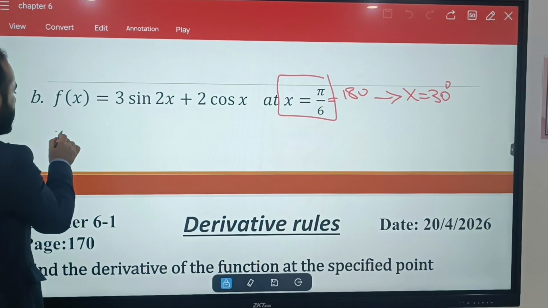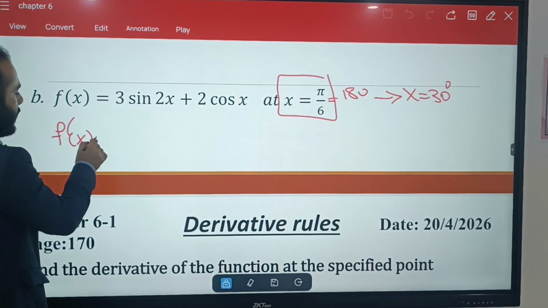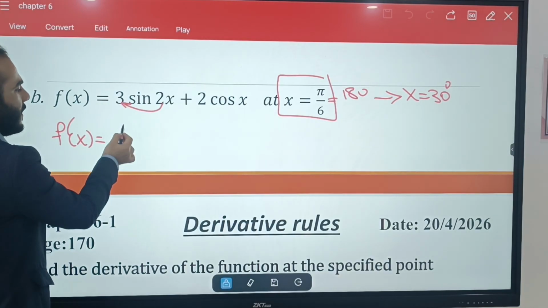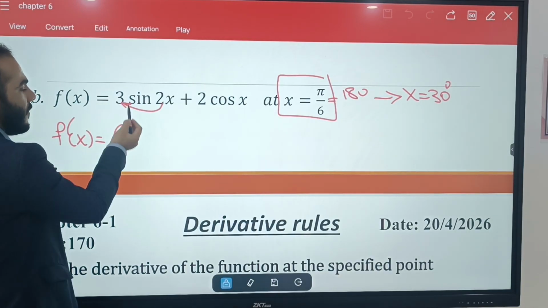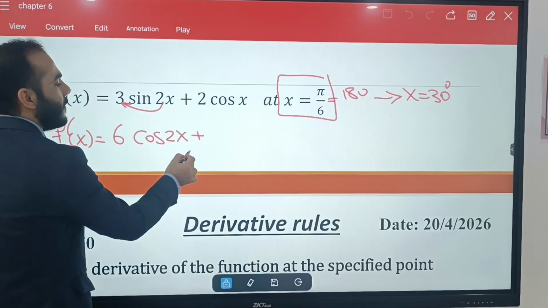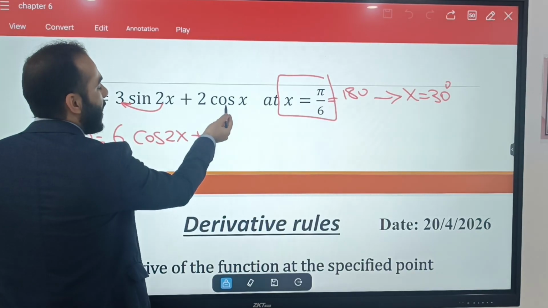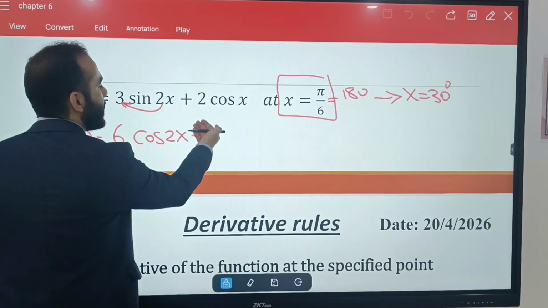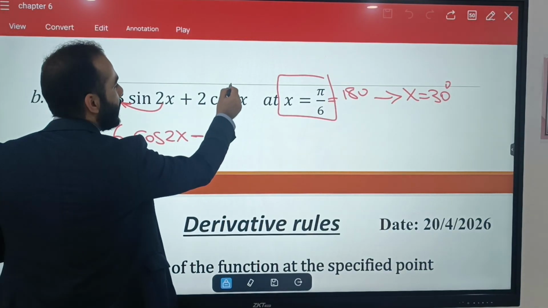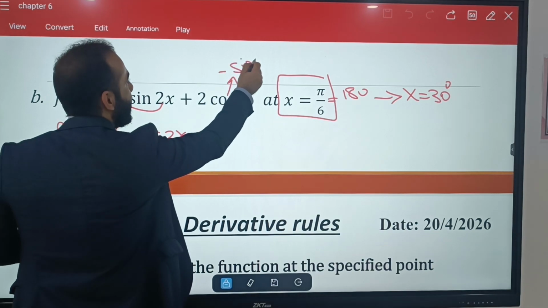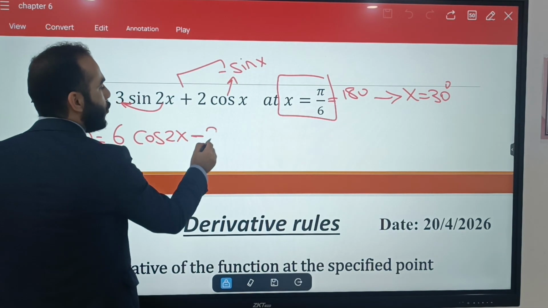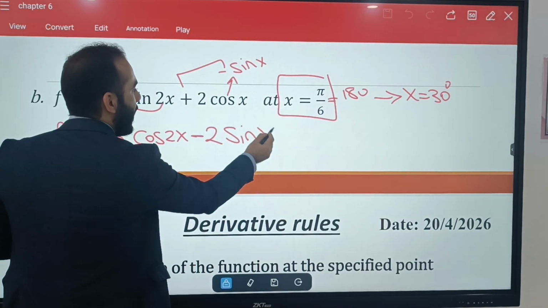Great. So let's just find the derivative. F prime of x equals, these 2 go out, 2 times 3, 6. Derivative of sine, cosine 2x, plus derivative of cosine, negative. Negative times this plus, minus. Again, I'm going to repeat it. Derivative of cosine is negative sine x. That's negative times this plus, would be negative 2 sine x.